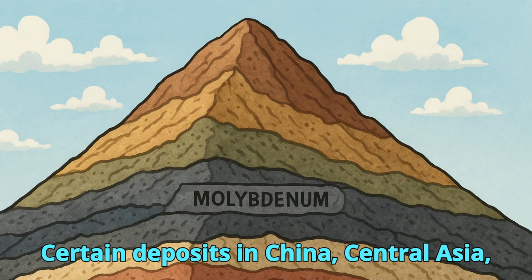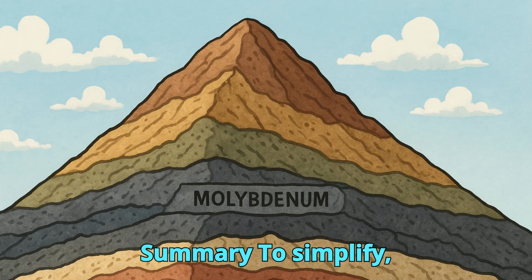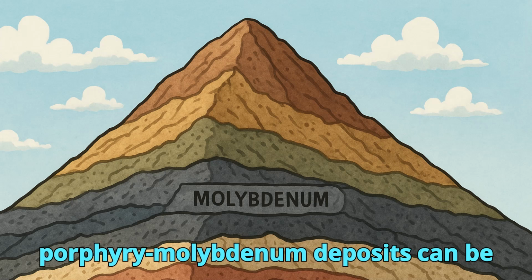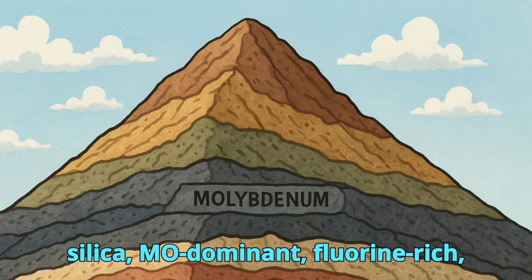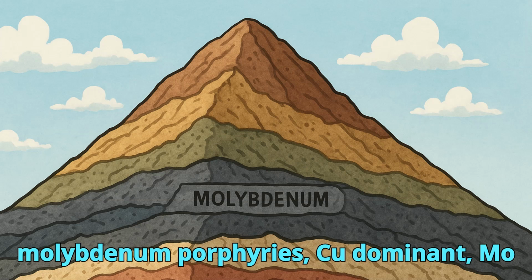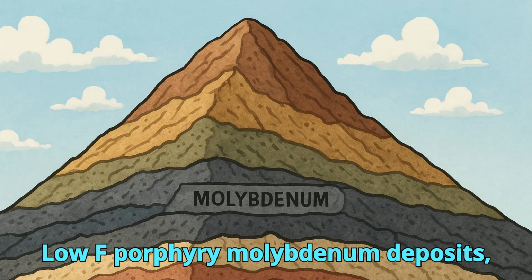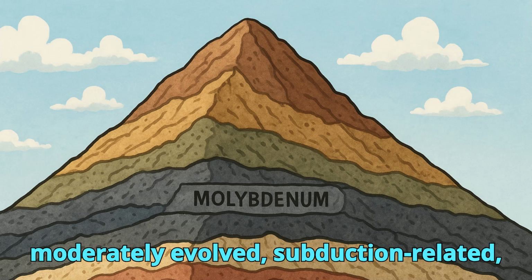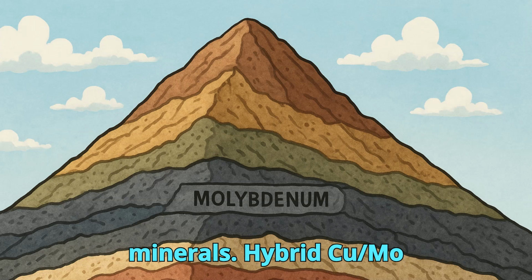Examples: certain deposits in China, Central Asia, and parts of Eastern Europe. Summary. To simplify, porphyry molybdenum deposits can be grouped as climax type: high silica, MoS2 dominant, fluorine-rich, extensional settings. Copper-molybdenum porphyries: Cu dominant, MoS2 as a byproduct, subduction zones. Low-F porphyry molybdenum deposits: moderately evolved, subduction-related, MoS2 dominant but without fluorine minerals.